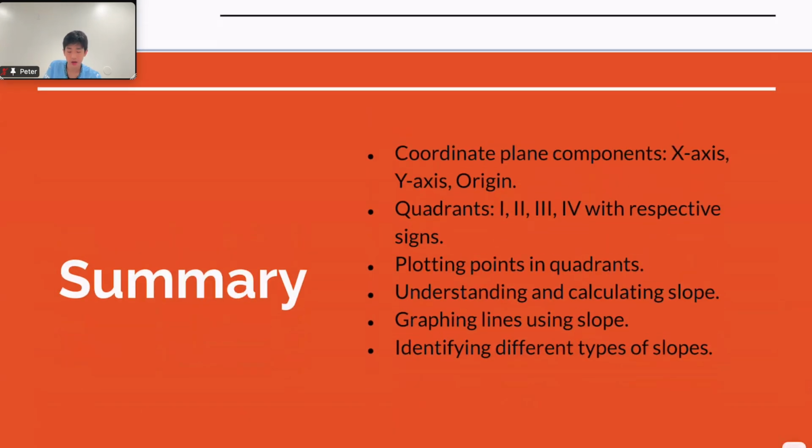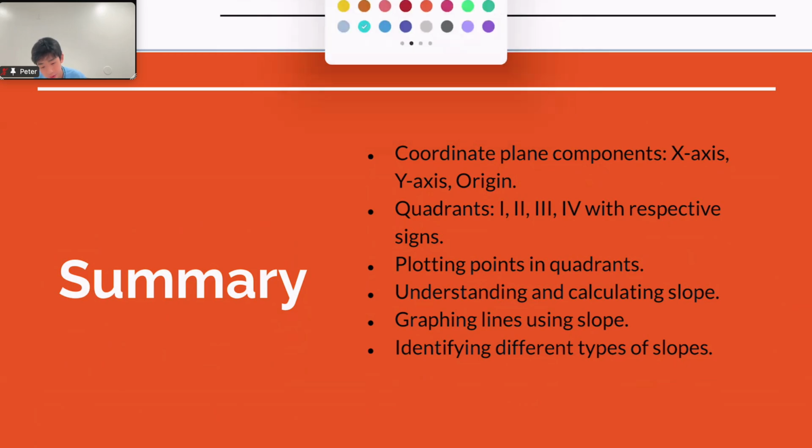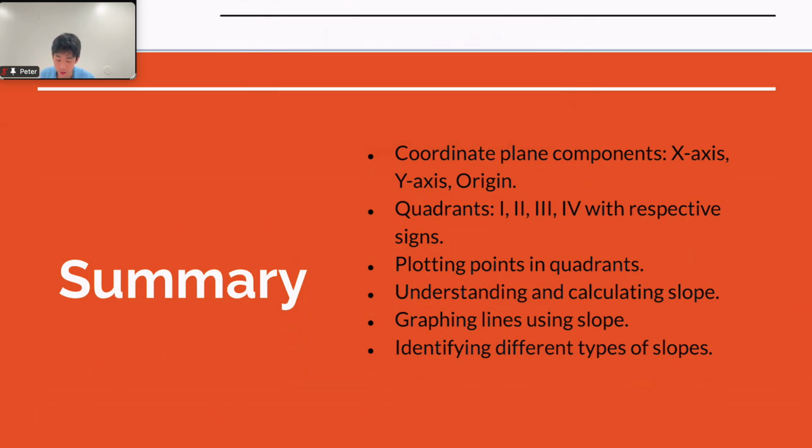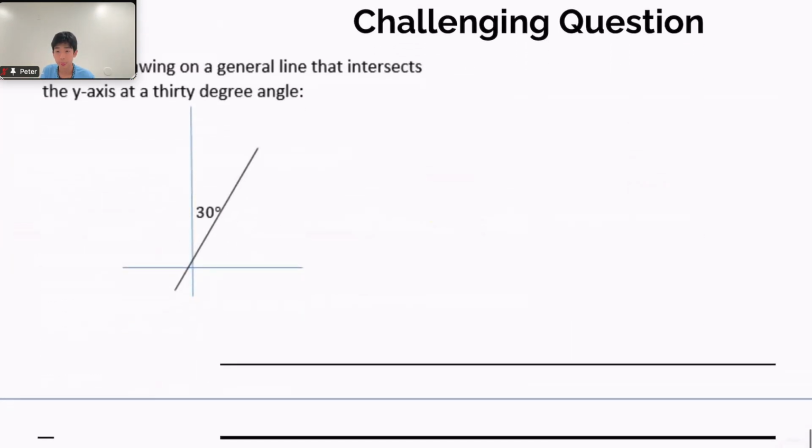The summary. This is basically all the summary we do today, and most importantly, remember that we talked about the slope formula, which is y2 minus y1 over x2 minus x1. This is very important. All right, let's take a look at the challenging problem.